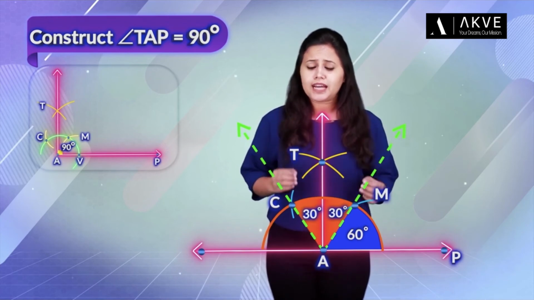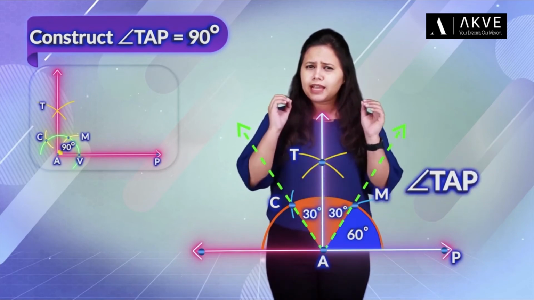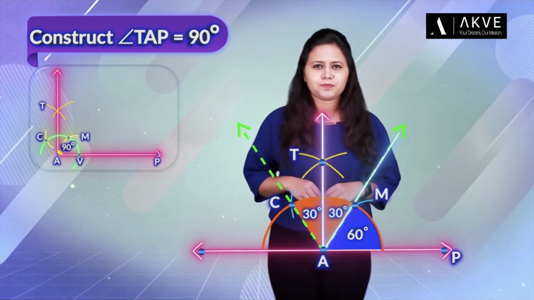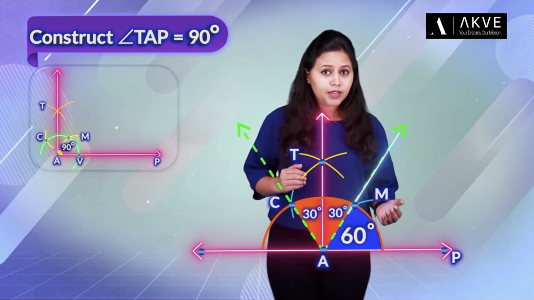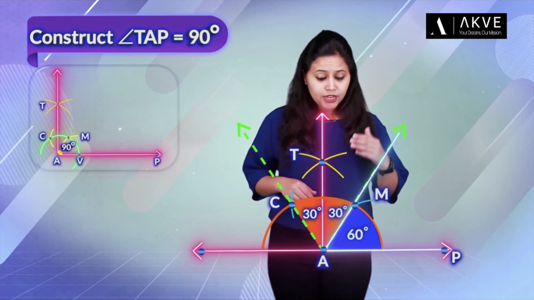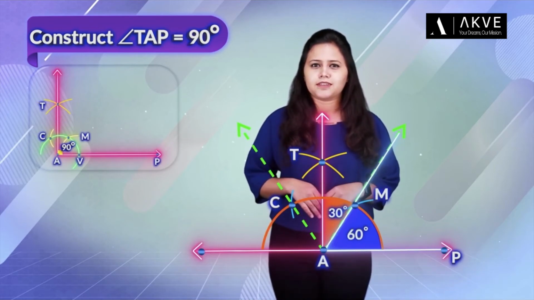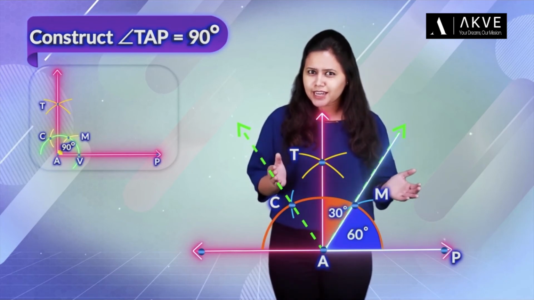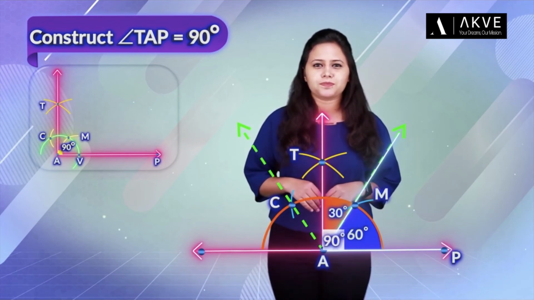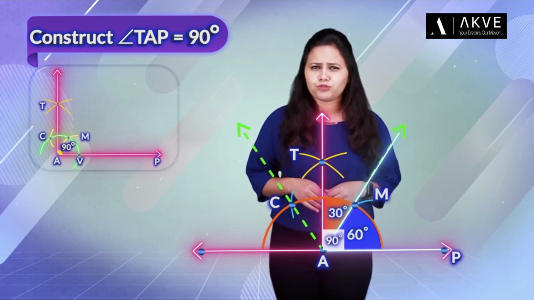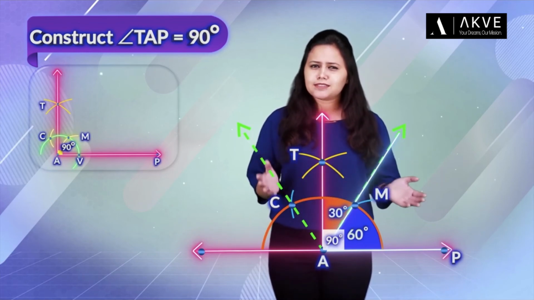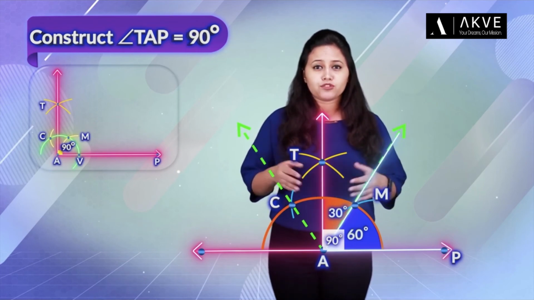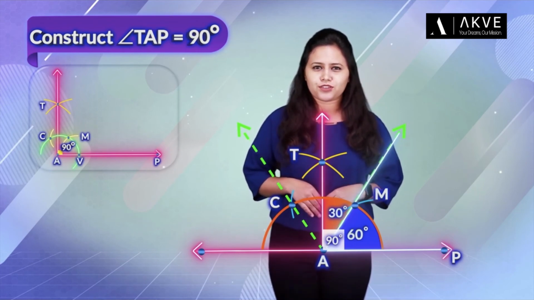Now look at the angle TAP. It is the sum of angle MAP and angle MAT. Here, angle MAP is 60 degrees and angle MAT is 30 degrees. Thus, on combining both, angle TAP becomes 90 degrees. This is what we wanted to prove, right? See, this is very simple. We just use the basic concepts of geometry to justify the construction.